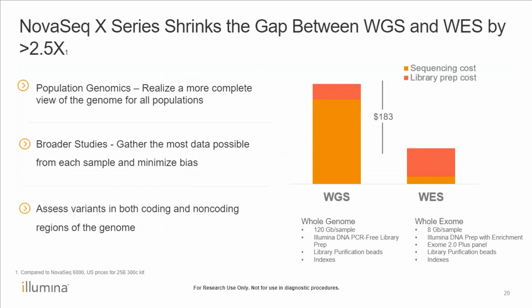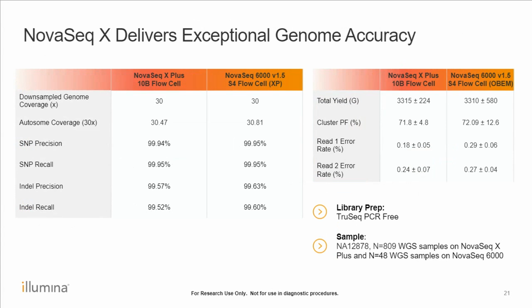The NovaSeq X is shrinking the gap between whole genome sequencing and whole exome sequencing, making whole genome sequencing more accessible than ever. And with whole genome sequencing, we can gather the most data possible from each sample and minimize bias. If we look at whole genome performance on the NovaSeq X, we're observing similar, if not better, metrics than the NovaSeq 6000 across the board.